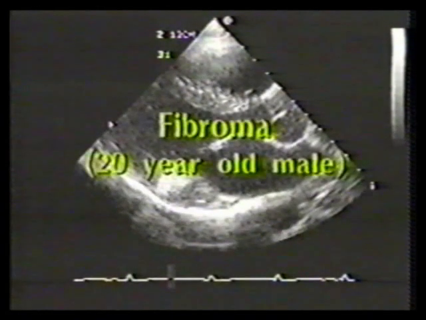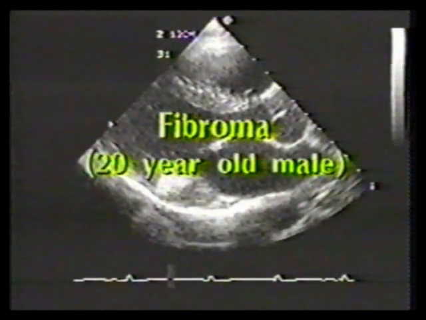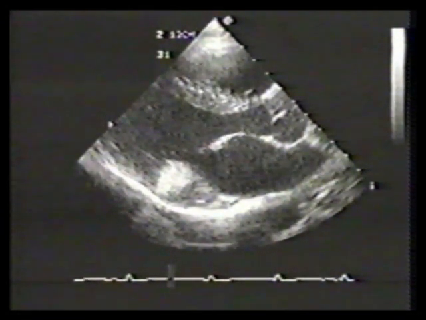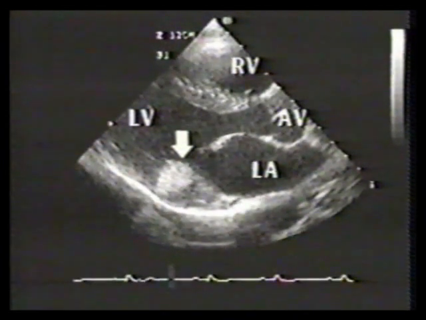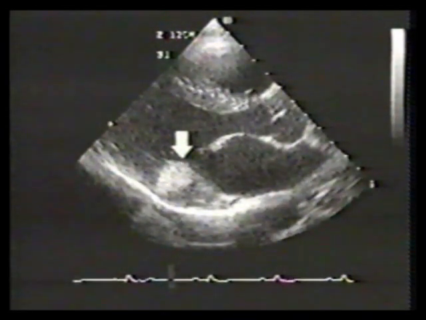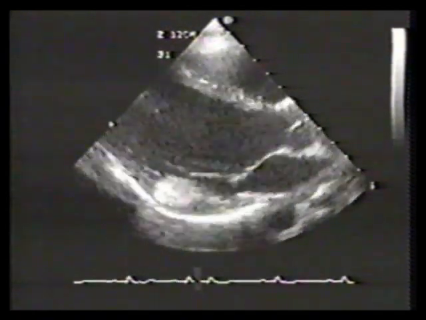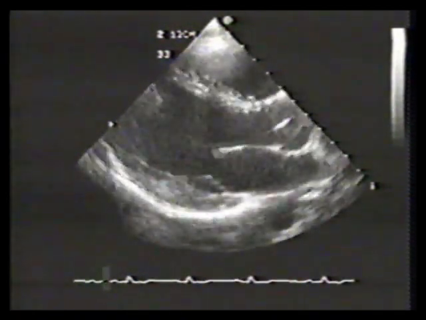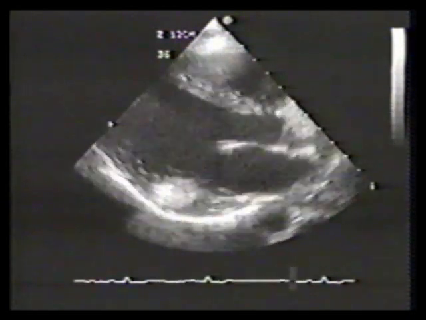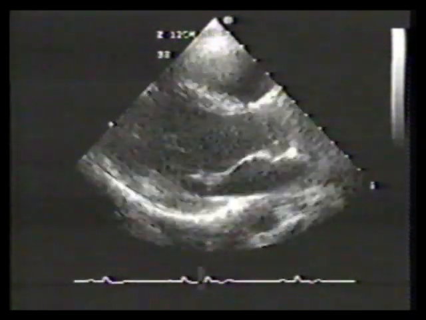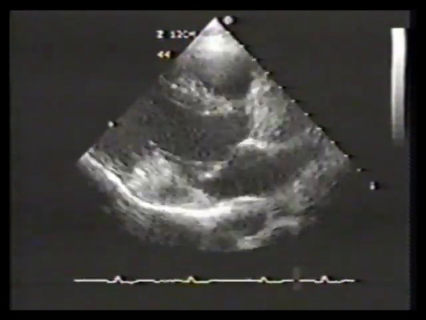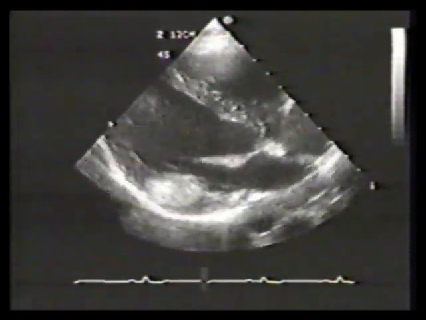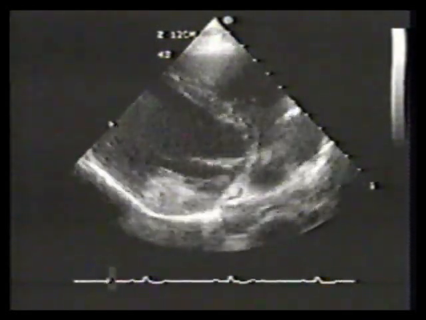This is an example of a benign fibroma of the left ventricle in a 20-year-old male. Note that on this parasternal long-axis view, there's a hyperrefractile ovoid mass in the posterior wall of the left ventricle. These tumors are not encapsulated, but frequently appear as a well-circumscribed hyperrefractile mass, usually embedded in the myocardial wall. When small, they're usually benign, although they have been associated with arrhythmias. When large, they can be excised surgically.